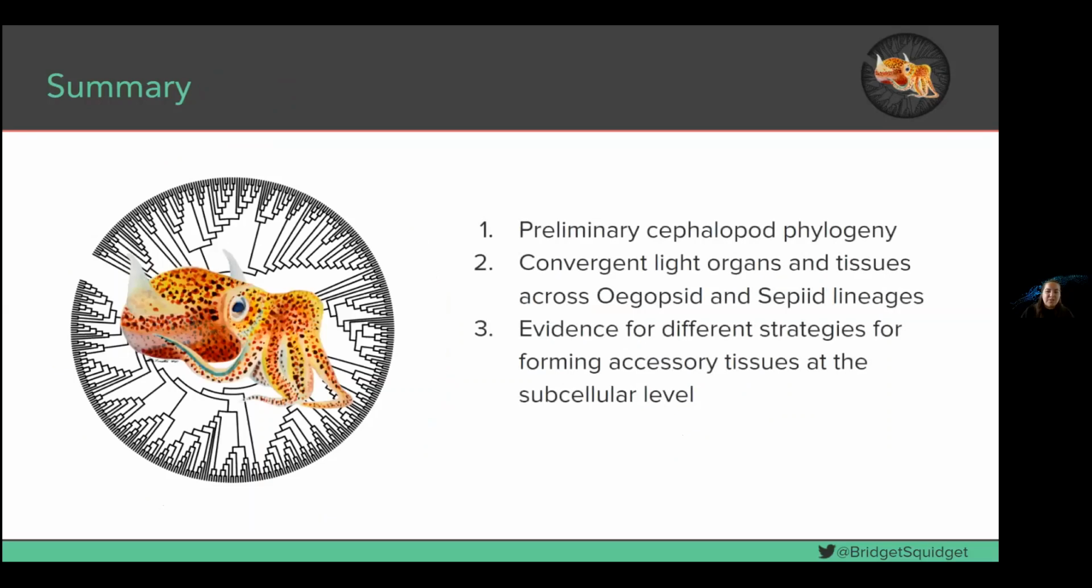And so we have created a cephalopod phylogeny, found that light organs and tissues are convergent across Oegopsid and Sepiid lineages. And because we looked at those iridophores, we can see that there are probably different strategies for forming some accessory tissues at the subcellular level, because those 2 different kinds of iridophores are defined by the different materials that are used to create them.